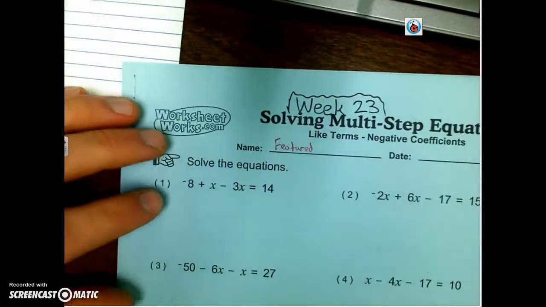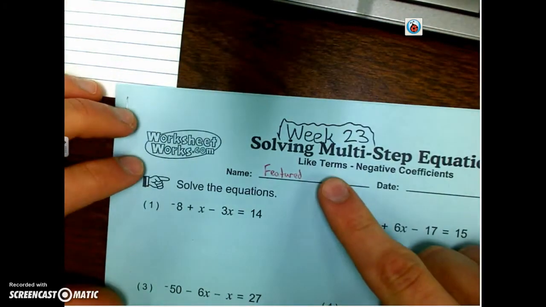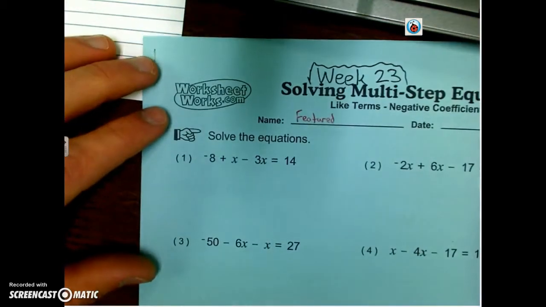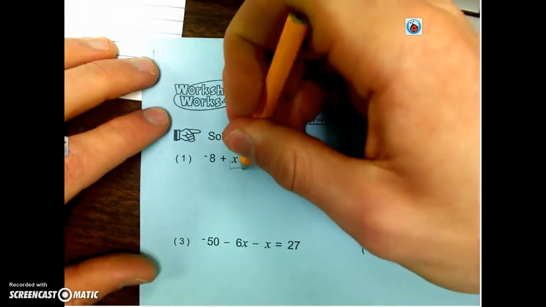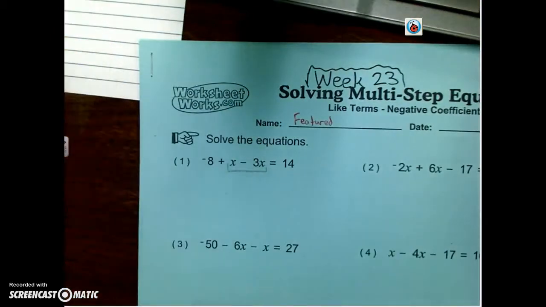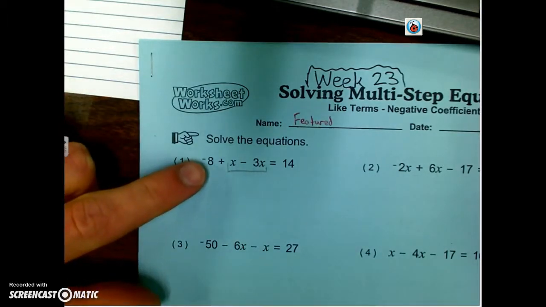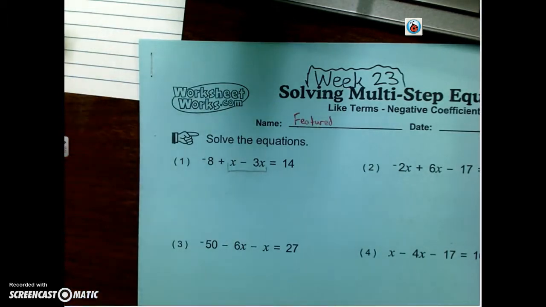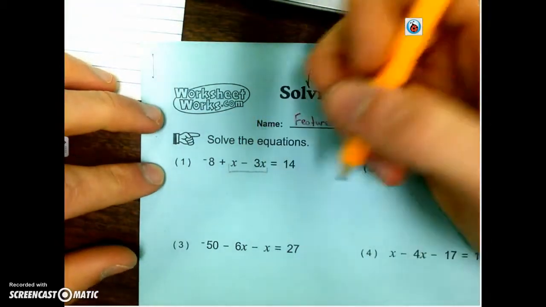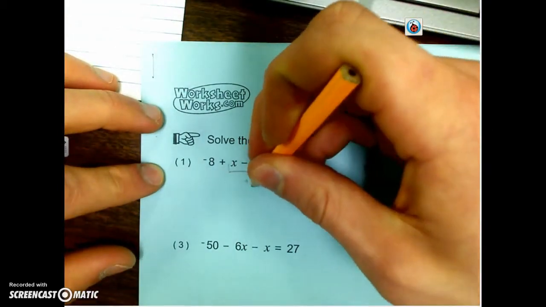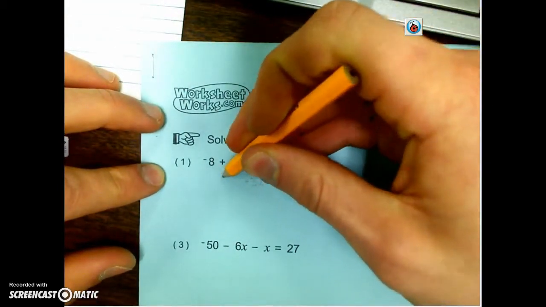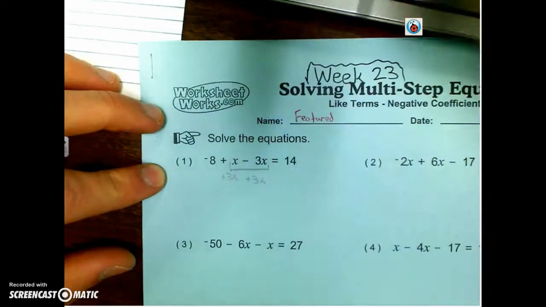Okay, so on this first page here, it says we have some like terms. What like terms means is things that can be combined because they're on the same side of the equation. So when I look at number 1 here, we've got a negative 8 plus an x minus 3x is equal to 14. A common misconception here is that people try to take the wrong step. They'll try to add 3x there, and they'll try to add 3x there, but that's not right.